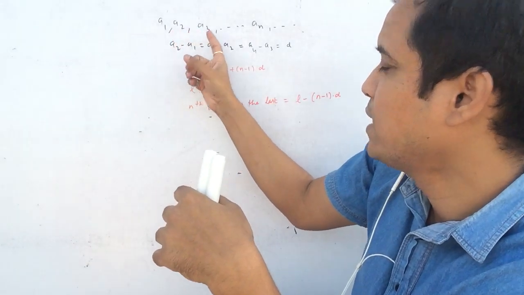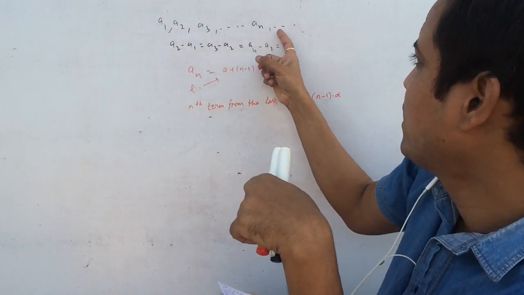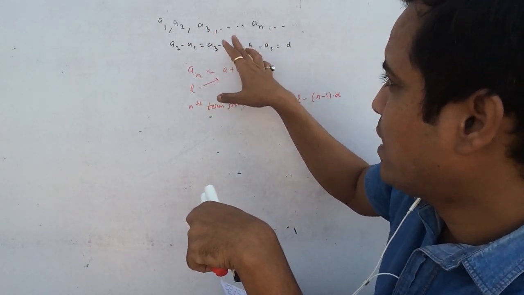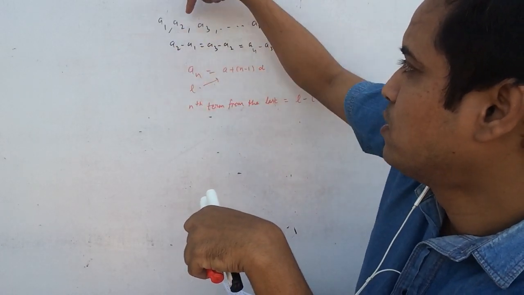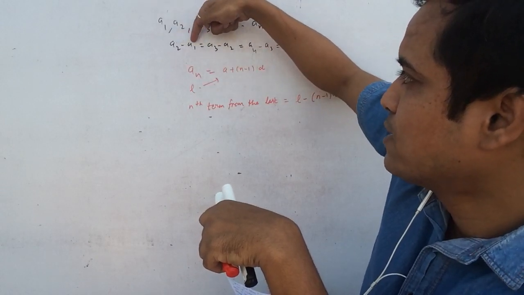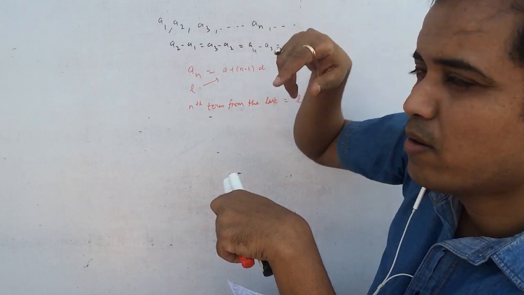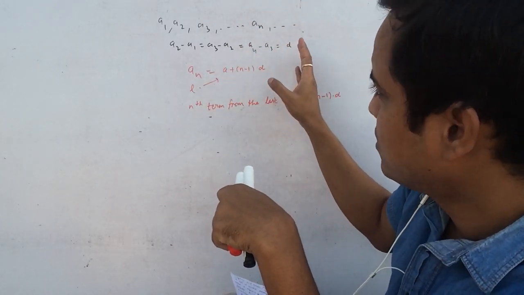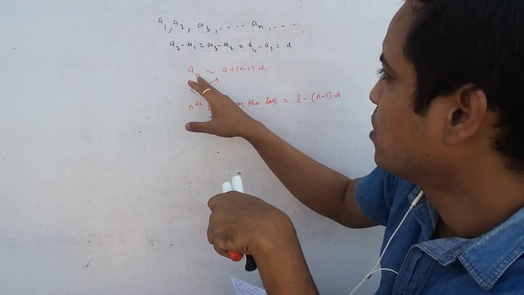Suppose A1, A2, A3 up to An is a sequence. When do you say that it is in arithmetic progression? When you find the difference of a term with the previous term, that means A2 minus A1 equals A3 minus A2 equals A4 minus A3. If you find the same constant difference, then you can say that it is in arithmetic progression.